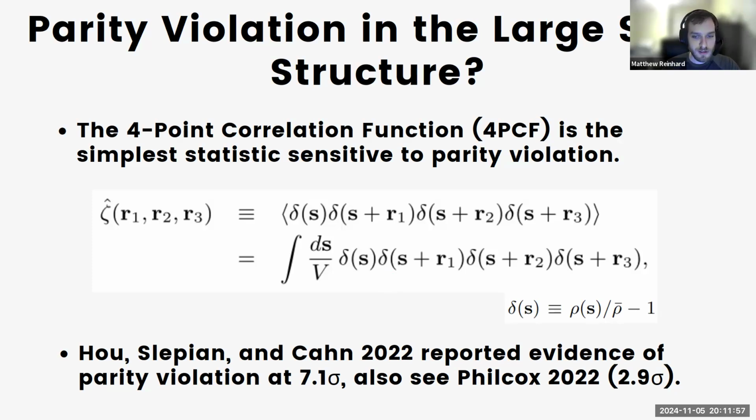And this measurement was done in 2022 by Jamin Hao, Zach Slepian, and Robert Kahn. They found evidence of parity violation at 7.1 sigma, and Oliver Philcox also did this measurement and found evidence for parity violation at lower statistical significance of 2.9 sigma.